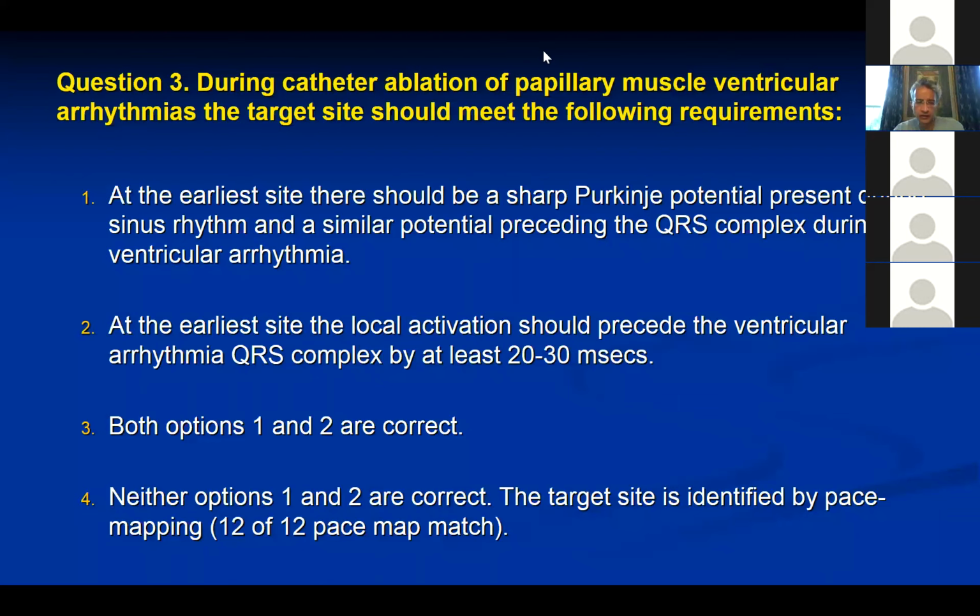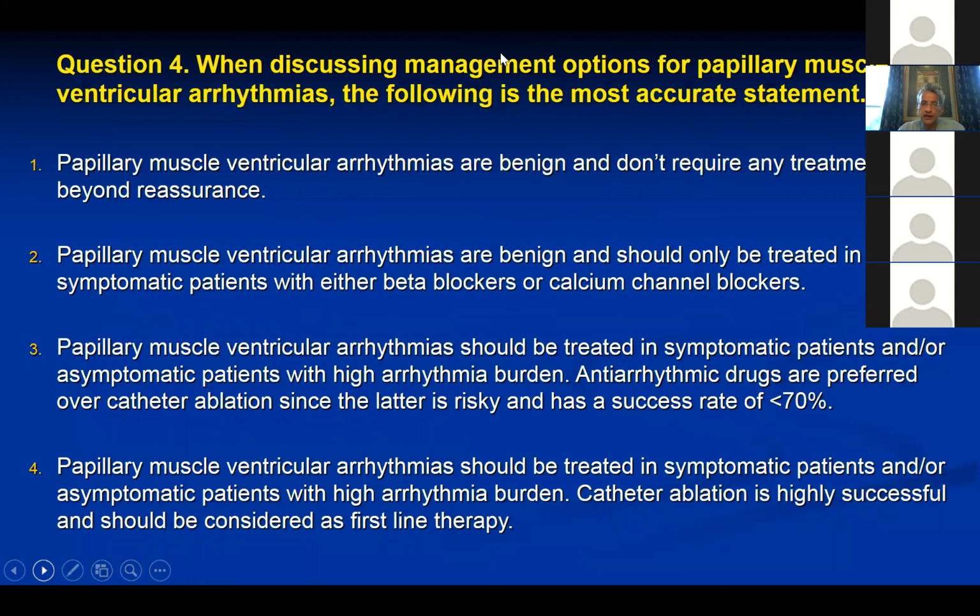If you find a Purkinje potential, that's helpful, but it doesn't always have to be the case. All right, let's go to the final question, which is, when discussing management options for papillary muscle ventricular arrhythmias, which of the following is the most accurate statement? The first one is that papillary muscle ventricular arrhythmias are benign and don't require any treatment beyond reassurance. The second option reiterates the point that they are benign, but allows physicians to use beta blockers or calcium channel blockers to treat patients.